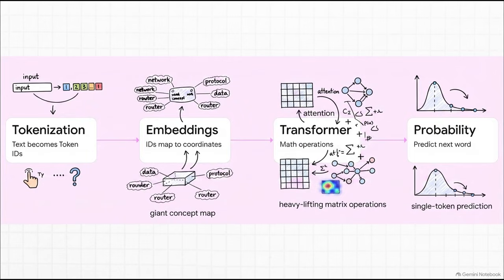Next up, those IDs are mapped to their embeddings, fetching their exact coordinates from our giant concept map. Then it passes through the transformer architecture and attention mechanisms. This is where it performs massive, heavy-lifting matrix operations using all those billions of parameters we talked about. Finally, the model outputs a probability distribution. Basically, it literally calculates the statistical likelihood of what the very next word should be. It might predict that the next word is BGP, then it recalculates to predict "is," then "A," then "routing," and so on. It is generating the answer one single token at a time, based purely on math.